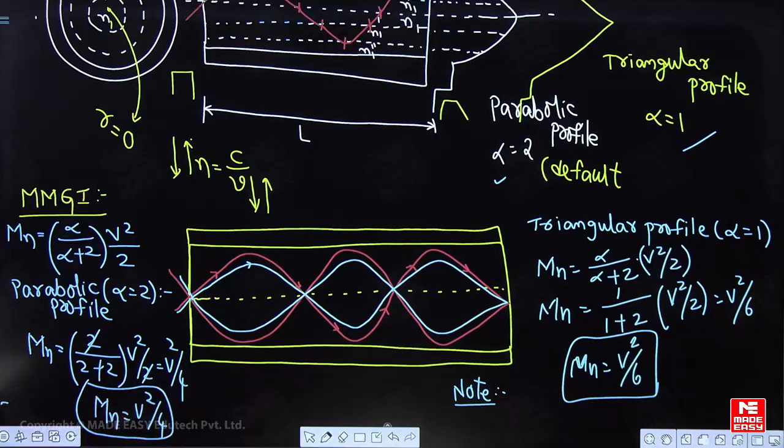The gradient index fiber, first point: in gradient index fiber, the refractive index is not constant in the core.